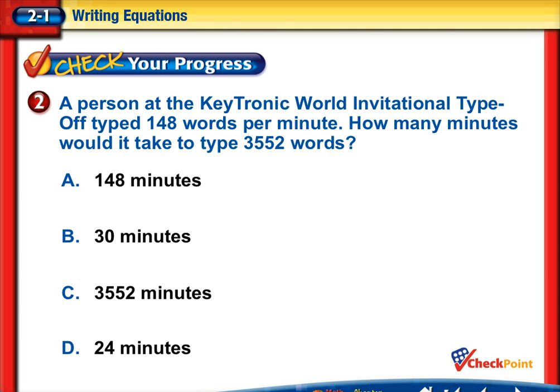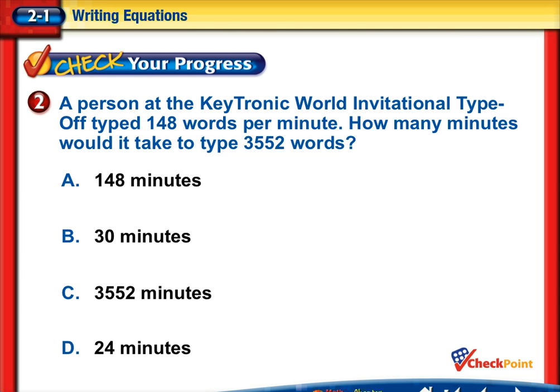That's a lie. I mean, honestly, you're already pretty fast. You can type like 80 words per minute. Okay, but 148. Okay. Anyway, how many minutes would it take you to type 3,552 words? Okay. So think about this for a moment. 148 per minute. How long would it take you to type in 3,552 words?